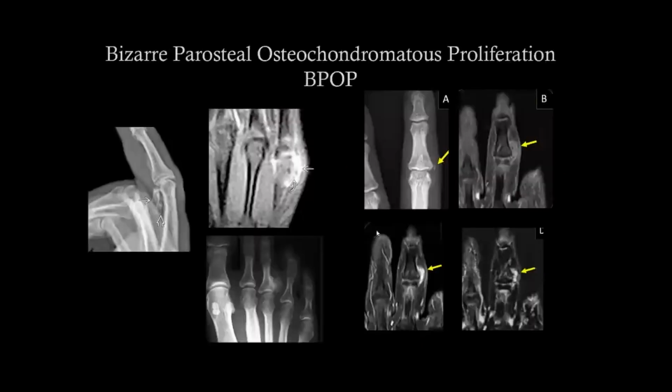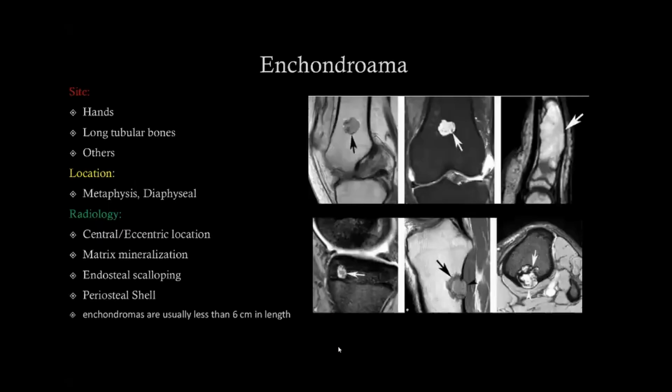Bizarre parosteal osteochondromatous proliferation is a very common lesion. It is a mineralized lesion which is attached to the cortex, but without medullary continuation. This is very common in the hands. Then there is the enchondroma, which is an intramedullary lesion with chondroid matrix, low in T1, heterogeneous in fluid sensitive sequences, and the progression of size is very important to assess for any neoplastic transformation.